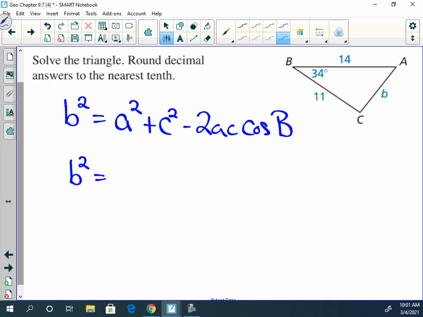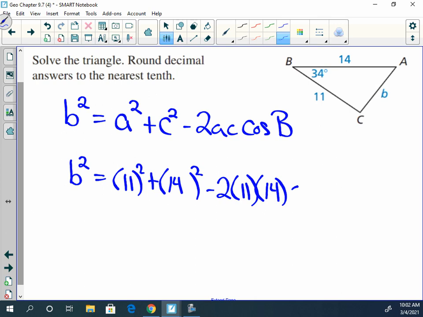We don't know the value of B, but we know A and C, the other two lengths. So we can say A is 11. So we can put that in as 11 squared. And C is 14. Minus 2 times A, which is 11, times C, which is 14, times cosine of B, which is 34.